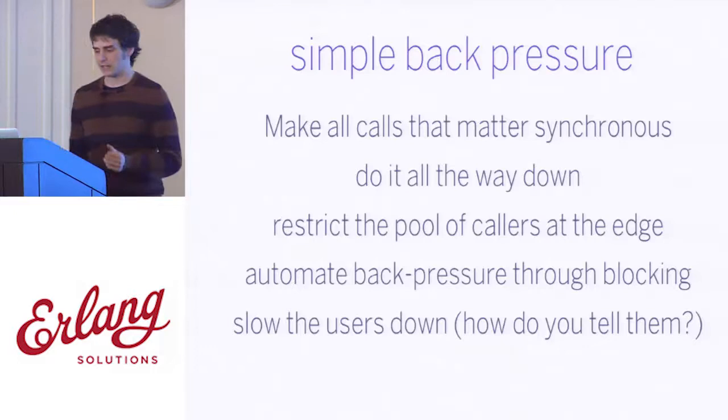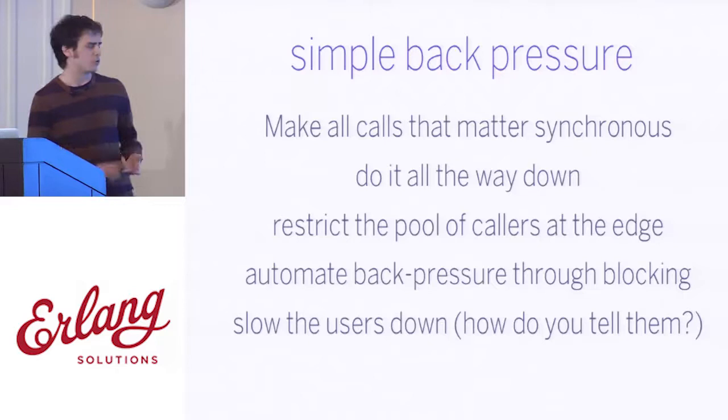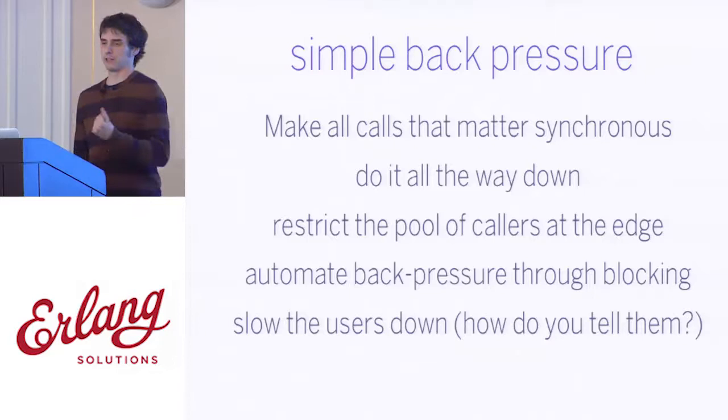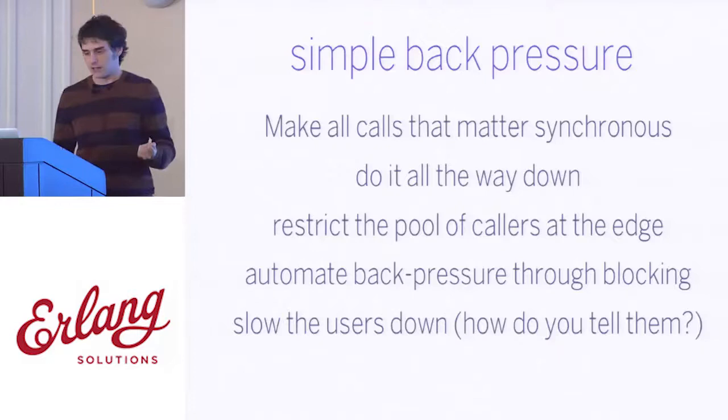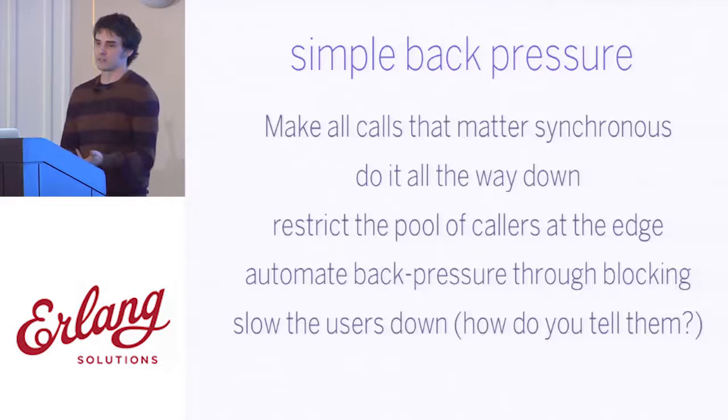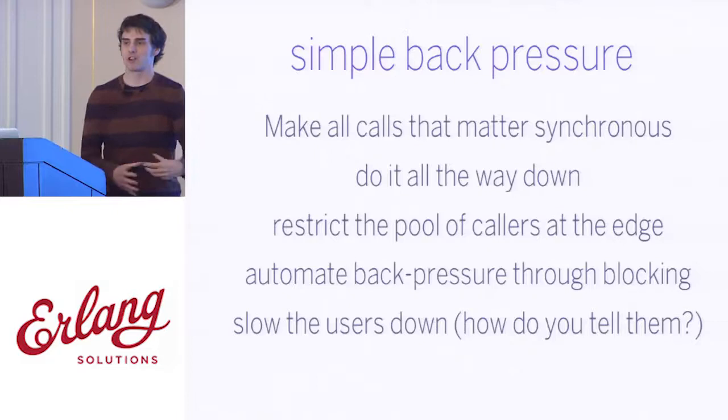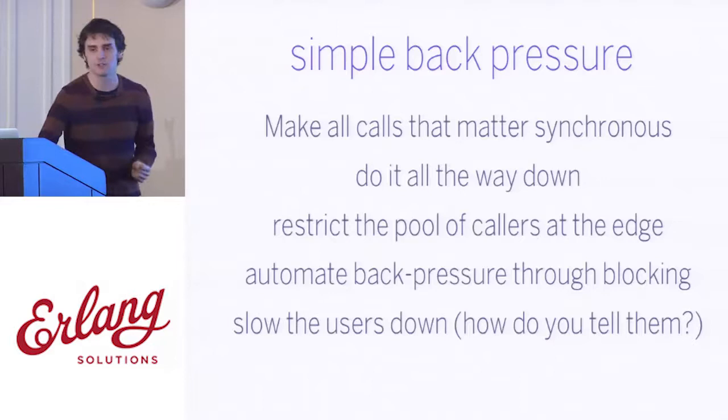In Erlang, you can do it implicitly by using functions like gen_server:call, the equivalent for gen_fsm or whatever. When you do a call, you will block on the response that you're waiting for from the process. And if you do it all the way down, you can restrict the number of callers at the edge of the system. So that may mean you can accept at most 100 concurrent requests. And you're going to have back pressure implicitly built into your system that way. So that's going to be a way to automate it, and it's going to slow the users down.